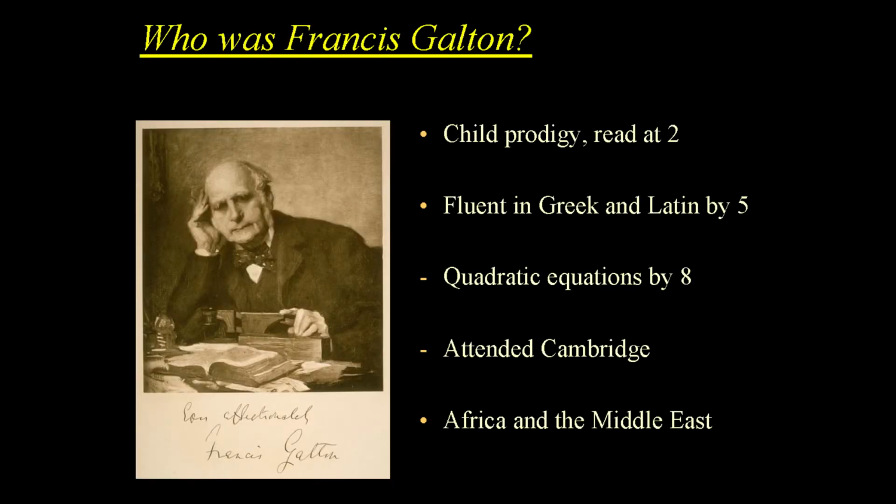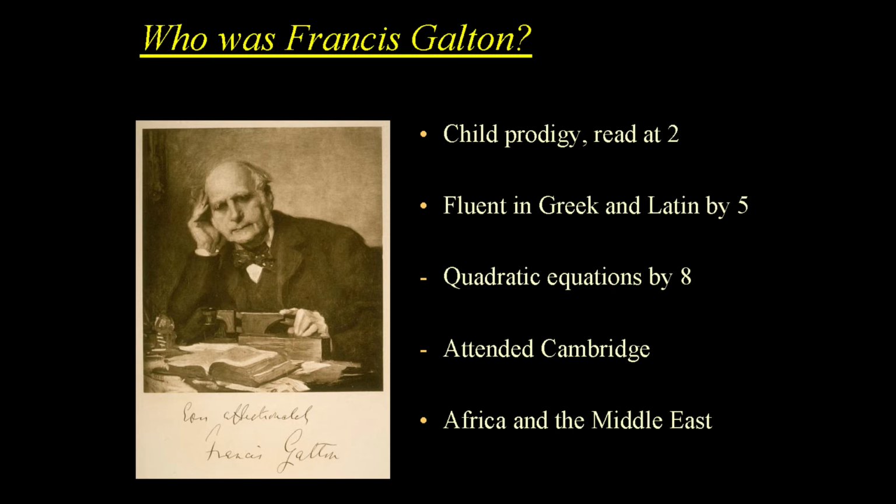I don't know how many people in the audience are aware of him. By all measures, he would seem something extraordinary. He was a child prodigy. He read at the age of 2. He was fluent in Greek and Latin by the age of 5, as it says. Apparently he was able to solve quadratic equations by the age of 8.